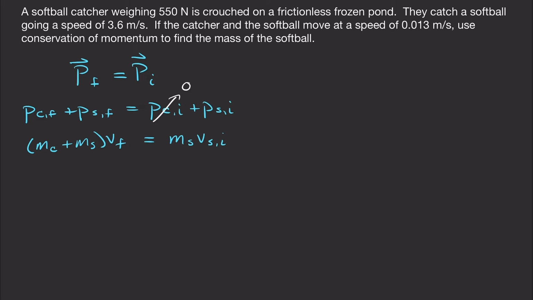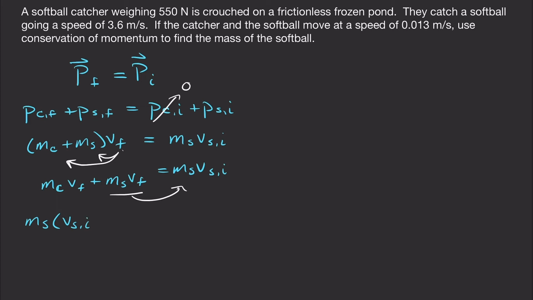So we need to distribute our final velocity to pull out the mass of the softball. So the mass of the catcher times v_f plus mass of the softball times v_f is equal to mass of the softball times the initial velocity of the softball. So now I can move this term over to get the mass of the softball by itself, and I'm going to move it to the left.